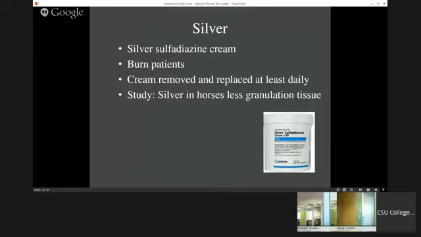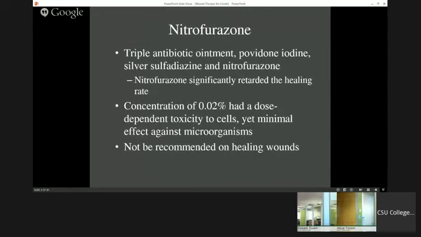And like you heard from Dr. Yoakum, granulation tissue sometimes can be the number one problem in horses that have distal limb wounds. Nitrofurazone has been around for centuries. It has been compared to the others and actually shows significantly slowed healing rate. We recommend not using nitrofurazone for most wounds. It has a toxicity to cells, and it basically has minimal effect against the microorganisms that can cause infection. So at this point, we do not recommend using nitrofurazone directly on the wound as a wound ointment.